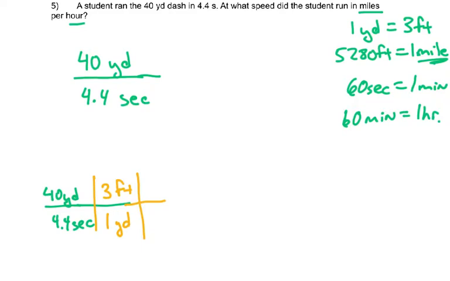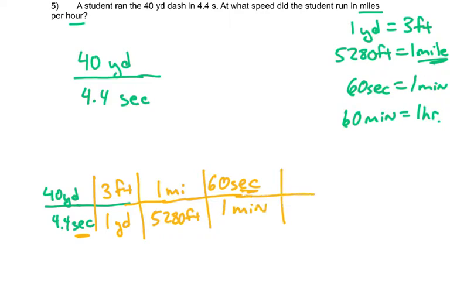Then we know, what about feet? We know 5,280 feet is 1 mile. What else do we know? Well, I have seconds, so I know 60 seconds. Notice the seconds on the bottom here, so I got to put the seconds on the top on the other one. Sorry, bottom here, and it goes on the top here. And that's going to be 1 minute. And then we know that 60 minutes is 1 hour.